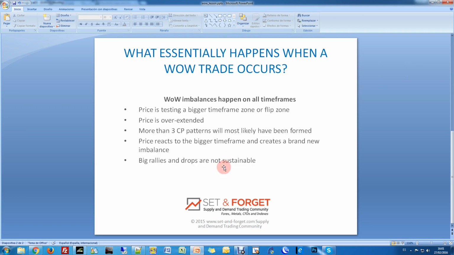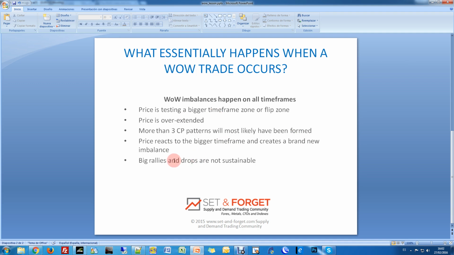So what essentially happens when a WoW trade occurs? First of all, WoW imbalances happen on all time frames and all instruments. Normally price is testing a bigger time frame zone or a flip zone. Price is usually overextended. It is the case in many scenarios. More than 3 CPs will most likely have formed, which is overextension after all. Price is reacting to a bigger time frame and creates a brand new imbalance. That's the definition of WoW.